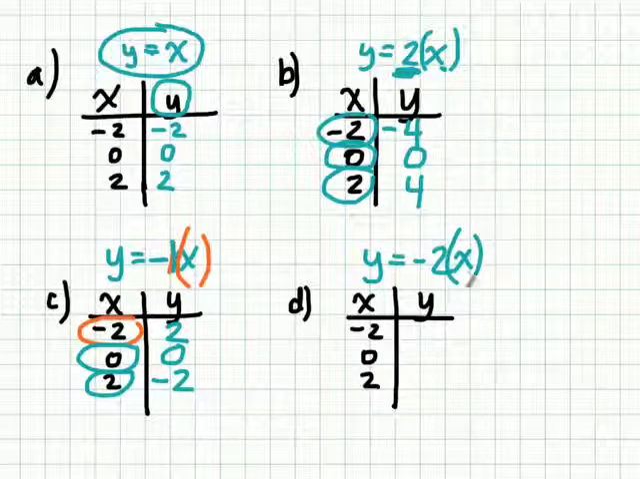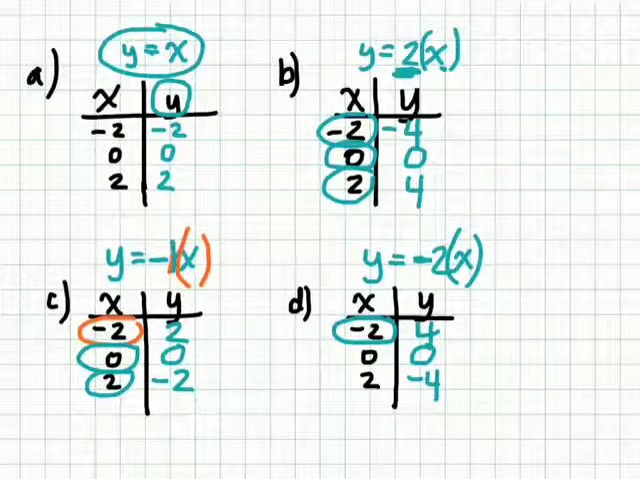Replace x with each value of x. What's negative 2 times negative 2? Positive 4. Negative 2 times 0? Negative 2 times positive 2? Good. We're going to take each of these tables and we're going to graph them.